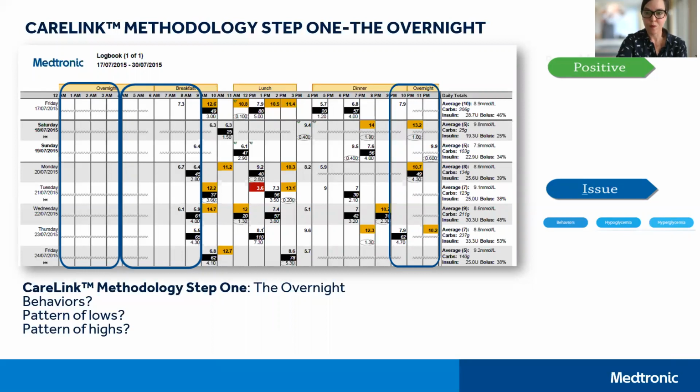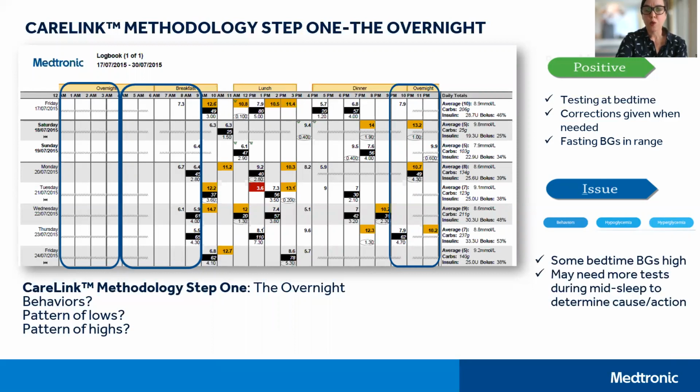needs to be changed. So of course, our positives include that there are lots of tests at bedtime, which really give us a frame for where this person is going to sleep and how they are waking up. Corrections have also been given at bedtime when needed, and our fasting BGs are in range, so this is lots to celebrate. If there's anything we might want to better understand, it would be that here you can see there are several of the bedtime BGs that remain above range going to bed. And so we might want to understand why that is.